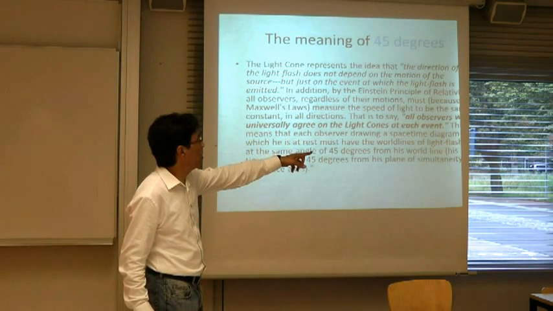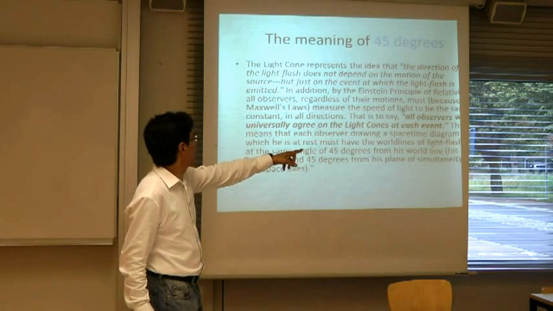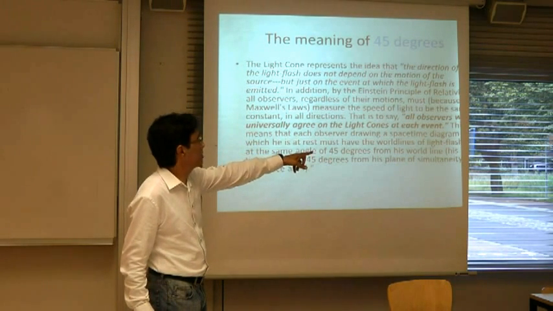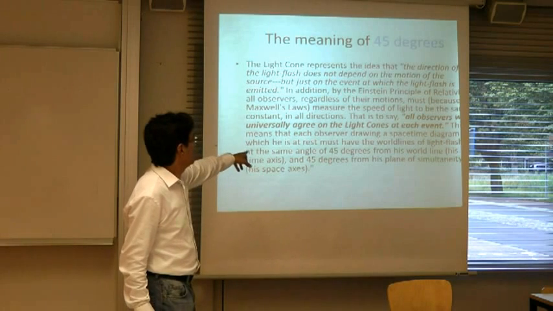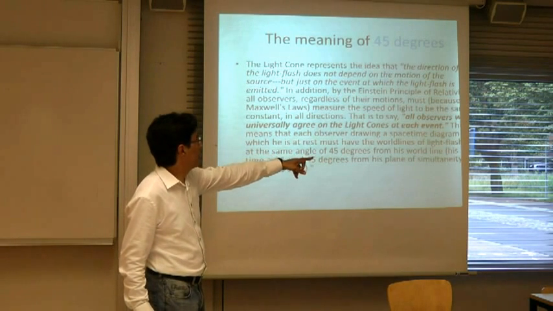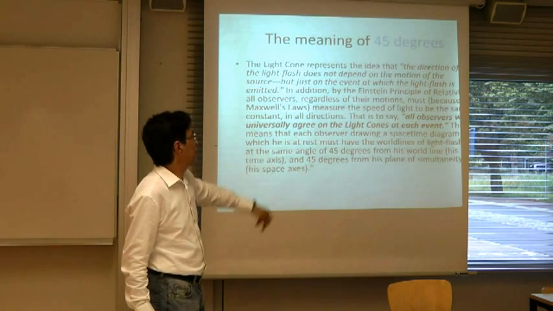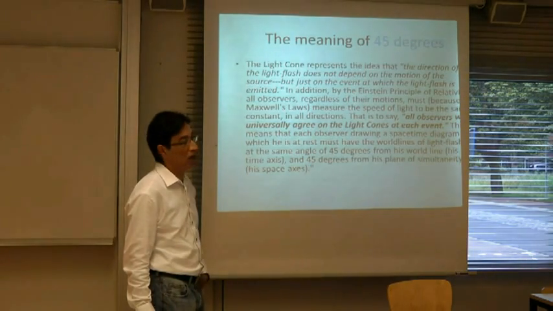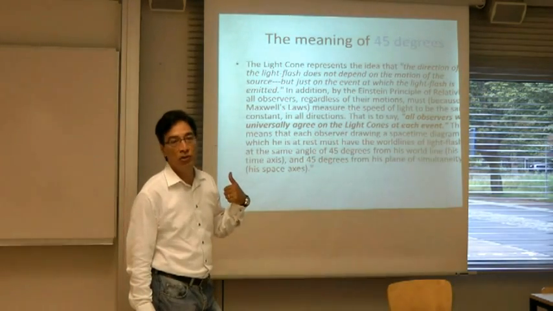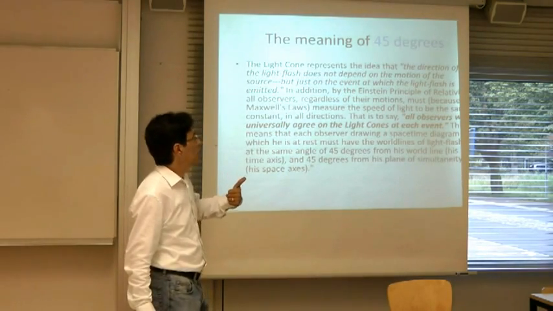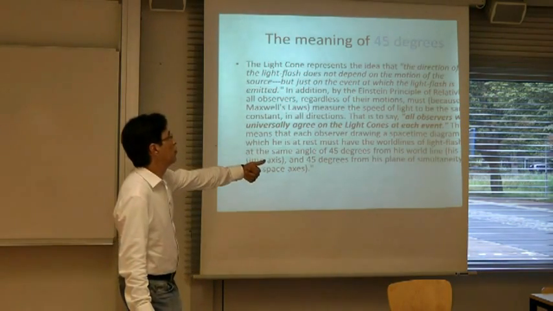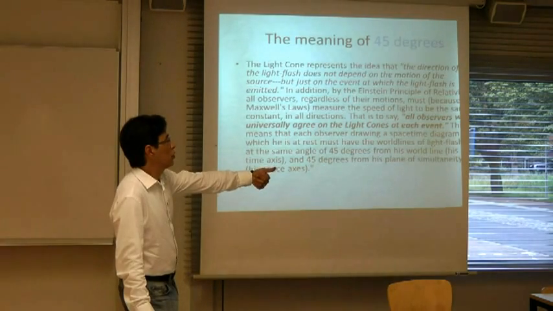That is to say, all observers will universally agree on the light cones at each event. That means that each observer drawing a space-time diagram, in which he is at rest, must have the world lines be back. What are world lines? World lines of light flashes are at the same angle of 45 degrees from his world line.